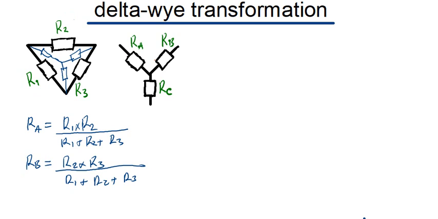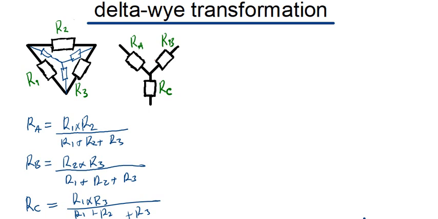Now what about the last one, which is RC? RC is the same as well. You observe that it's in between R1 and R3. So you say R1 times your R3, divided by your R1 plus your R2 plus your R3. So this is how you perform the delta to Y transformation, meaning you're going to have your RA, RB, and RC.